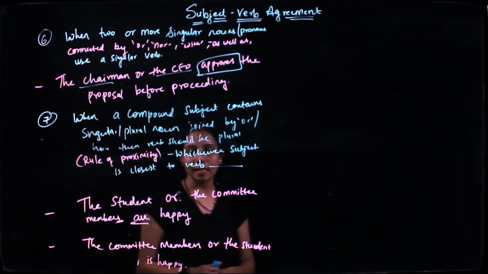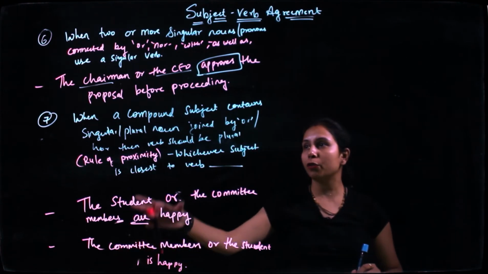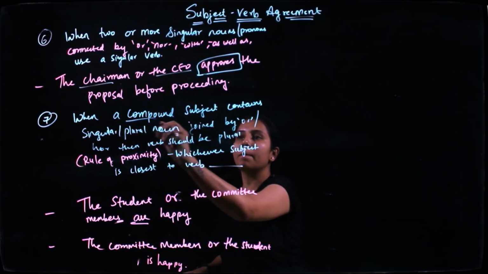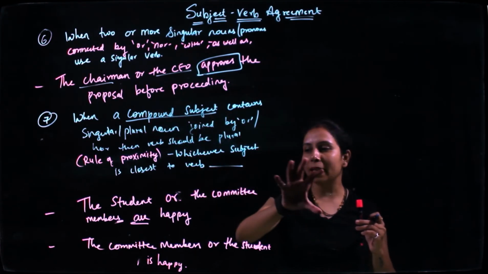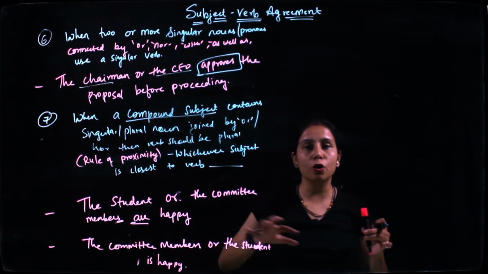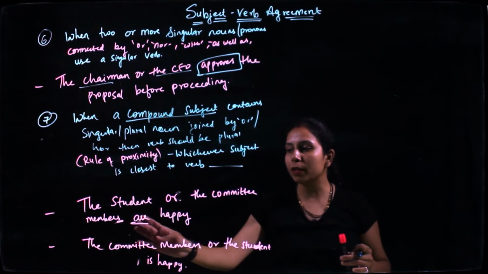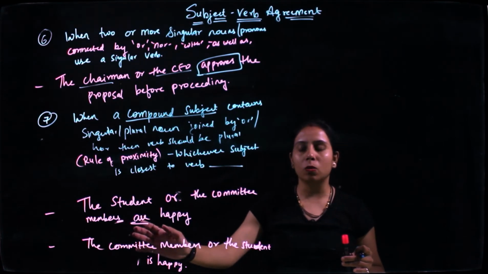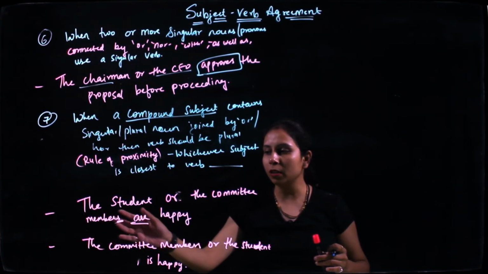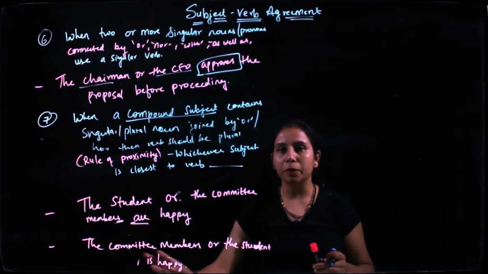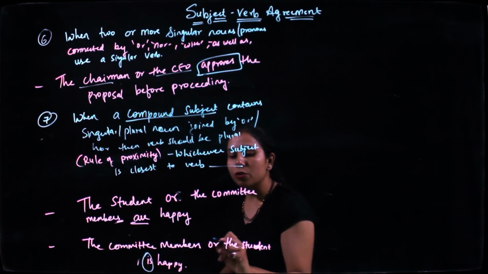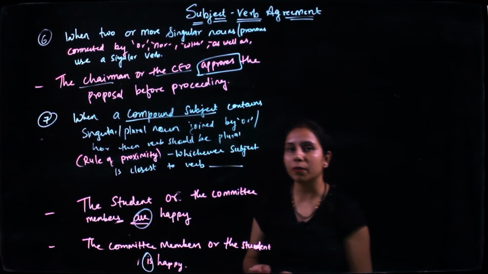Now, why did I say it is a compound? First of all, what did we say? The compound subject is plural in nature because many people are there. The committee members are a group of people, but whichever is closer, the verb agrees according to that. If it is plural, the verb will be plural. If the subject is singular, the verb will be singular in nature. So this is the rule you need to remember whenever you create a sentence.